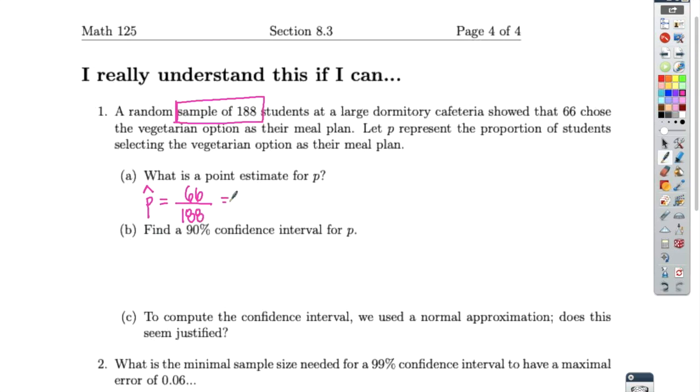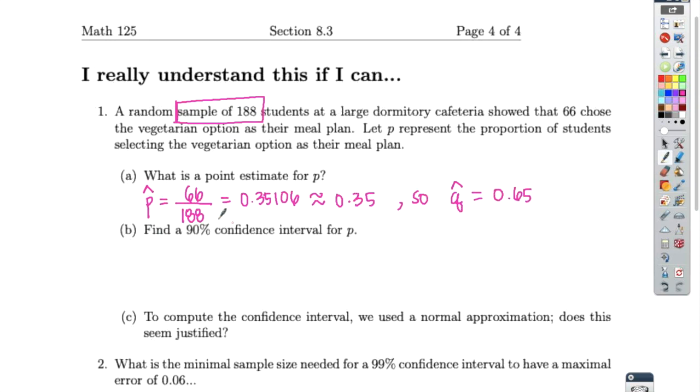And when I put that in my calculator, it actually comes out to be a pretty ugly decimal, 0.35106, and I'm just going to go ahead and round that to 0.35. So there's my point estimate for P. We can't say it's P because we don't have the entire population, all we have is our sample. And then just to add on to this, if P hat is 0.35, what is Q hat? So that would be 0.65. You just do 1 minus this.